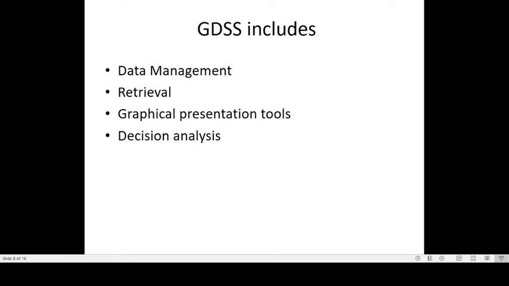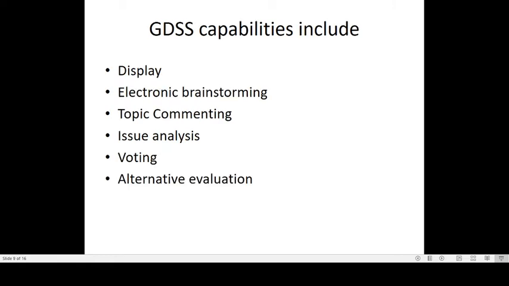What does a group decision support system include? All the participants in the group decision making are provided with computer based support that includes data management, retrieval, graphical representation, presentation tools, decision analysis. Group decision support system capabilities include display, a workstation screen or previously prepared presentation material. Second one, electronic brainstorming. Participants communicate comments electronically.